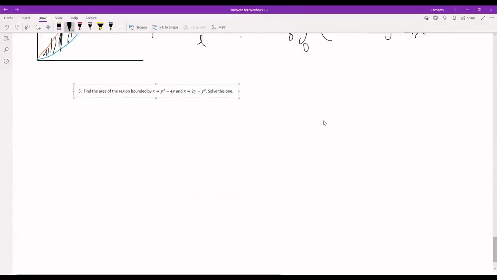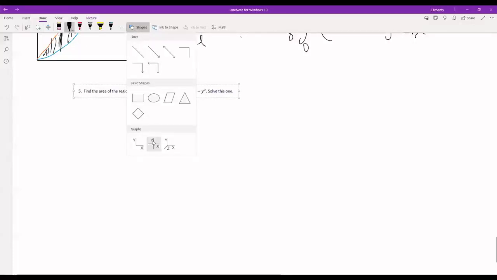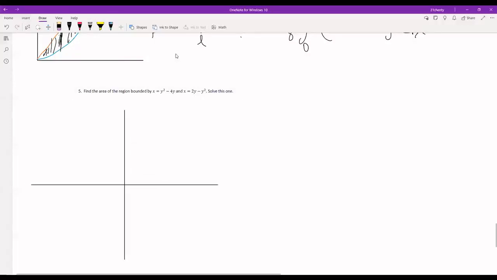Okay, so problem 5. Find the area of the region bounded by, oh, this is annoying, x equals y squared minus 4y, and x equals 2y minus y squared. So this one's kind of harder to draw a graph for, but we can still make an approximate graph. And even if you can't, it's not the end of the world. It's just a bit easier when you have something to look at.